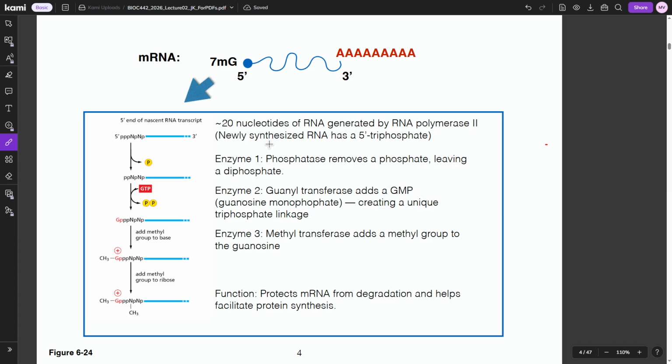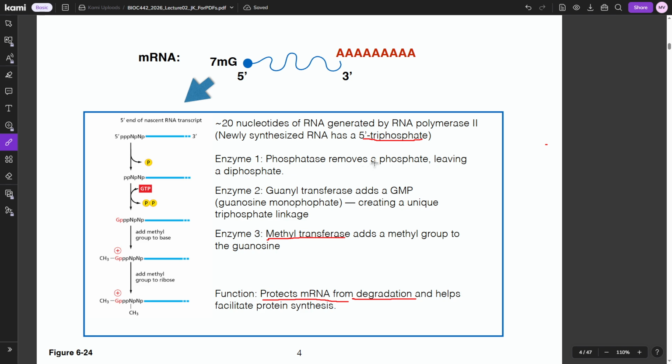So basically the idea is that when you make an mRNA, there's a 5' triphosphate. One of the enzymes removes one of these phosphates, and then another one called guanyl transferase adds a GMP to the end, and it creates a weird triphosphate linkage. Again, you guys saw this in 441. Then a methyl transferase enzyme adds a methyl group to the guanosine to make it 7-methyl guanosine. Basically all that does is function as a protector, so it protects mRNA from degradation.